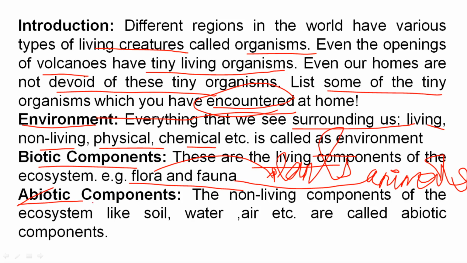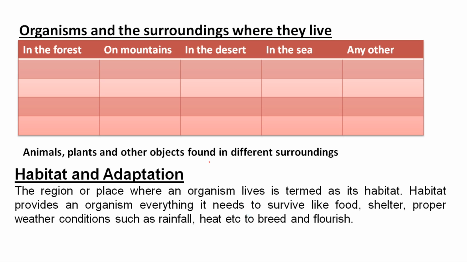Next, abiotic components means non-living. Those do not have life. Non-living components of an ecosystem are soil, water, air, etc. These are called abiotic components. Next, you see organisms and the surroundings where they live. For example, in a forest, what can you see?